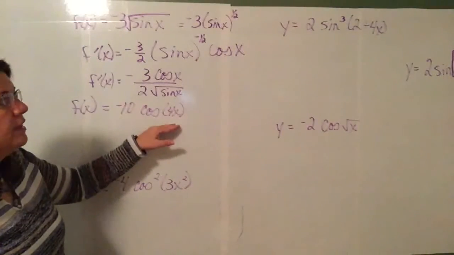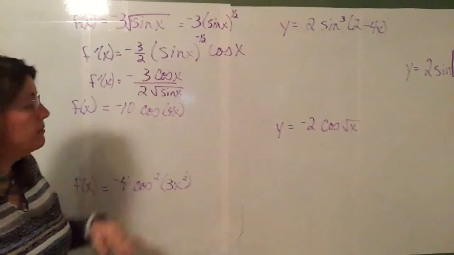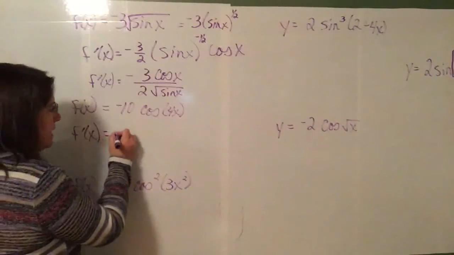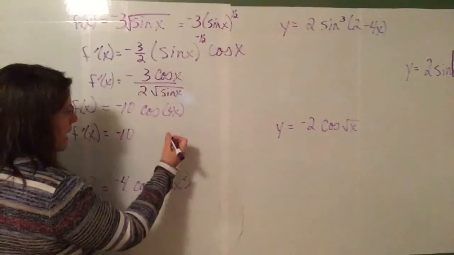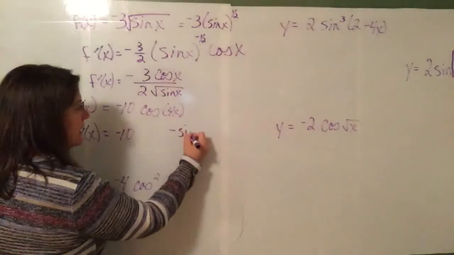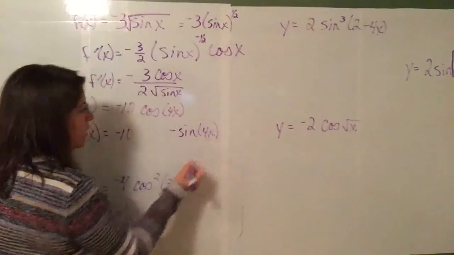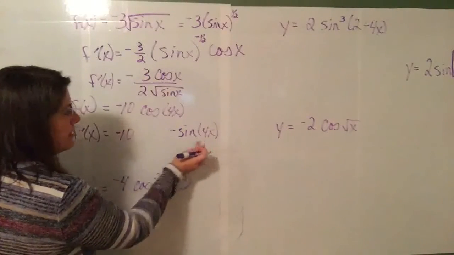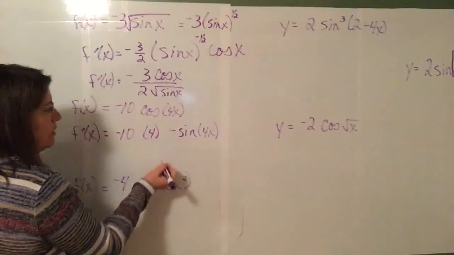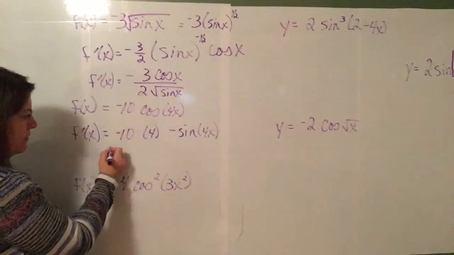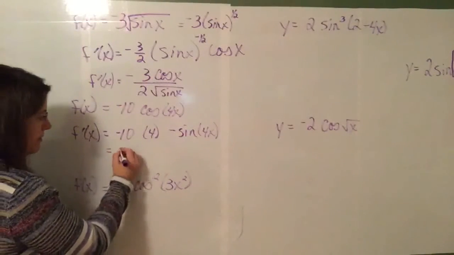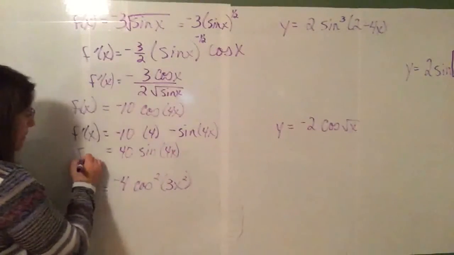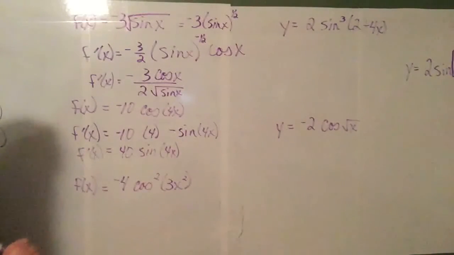For the next one, this one's a little bit simpler. This one's a little bit more like the ones we did before. F prime of x, I keep the -10. The derivative of cosine is -sine. We keep the angle part, so the derivative of this is -sine 4x. Then we take the derivative of the inside part, that is 4. So my negative times my negative becomes a positive, 40 sine 4x. That's the derivative there.